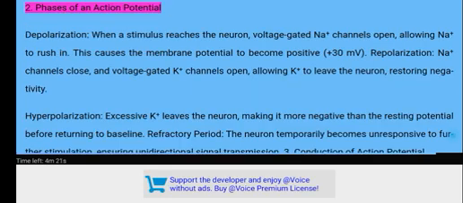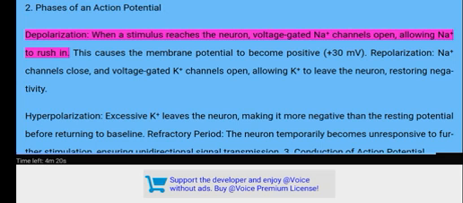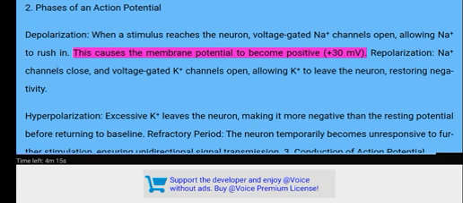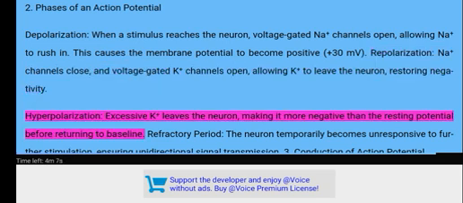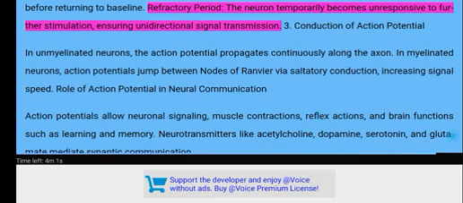2. Phases of an action potential. Depolarization. When a stimulus reaches the neuron, voltage-gated Na+ channels open, allowing Na+ to rush in. This causes the membrane potential to become positive, plus 30 millivolts. Repolarization. Na+ channels close, and voltage-gated K+ channels open, allowing K+ to leave the neuron, restoring negativity. Hyperpolarization. Excessive K+ leaves the neuron, making it more negative than the resting potential before returning to baseline. Refractory period. The neuron temporarily becomes unresponsive to further stimulation, ensuring unidirectional signal transmission.